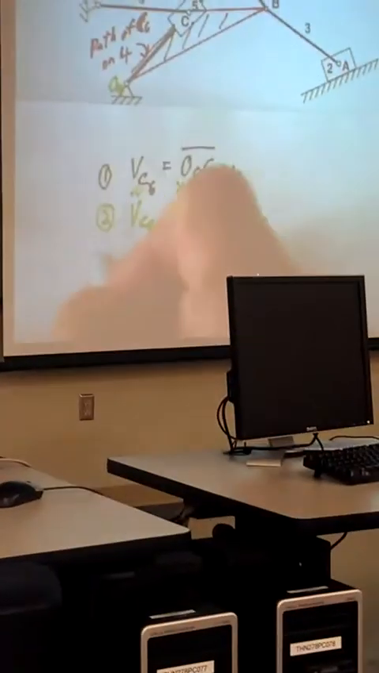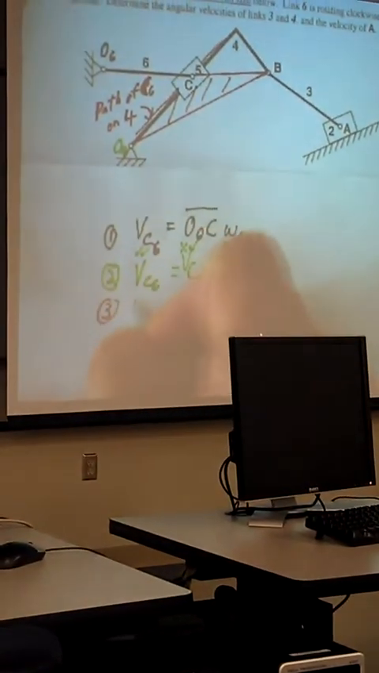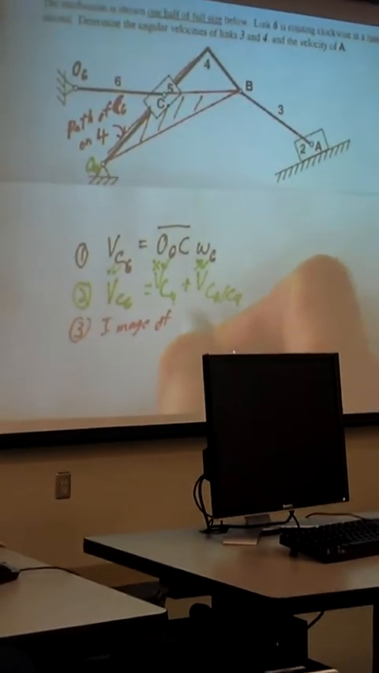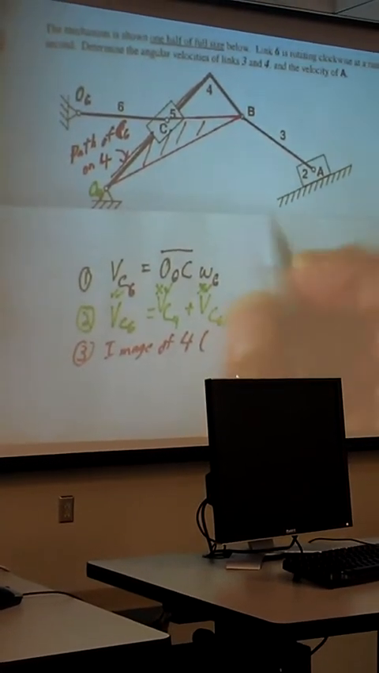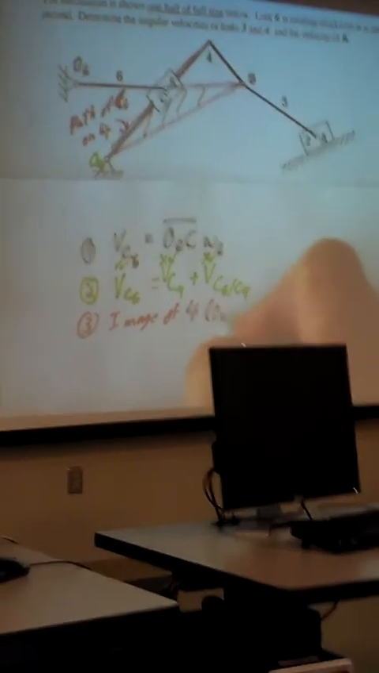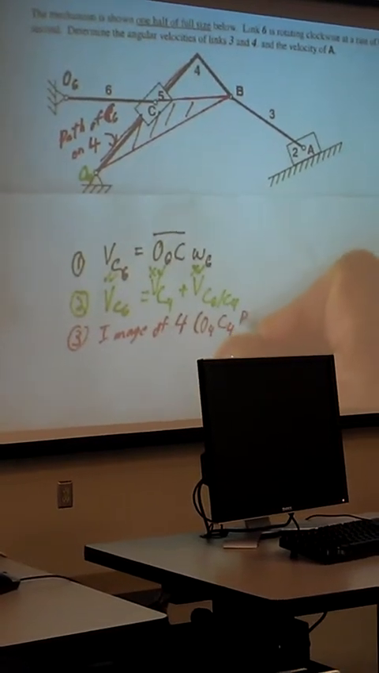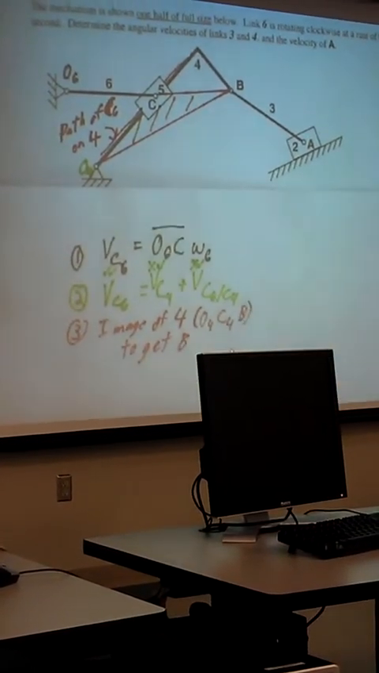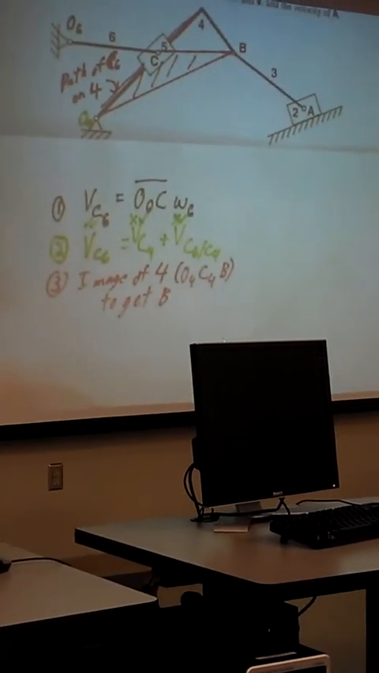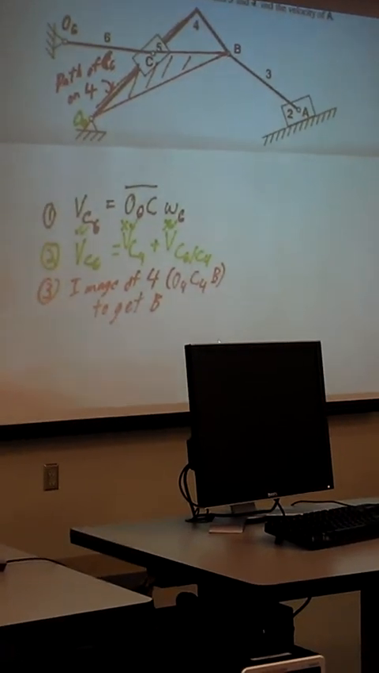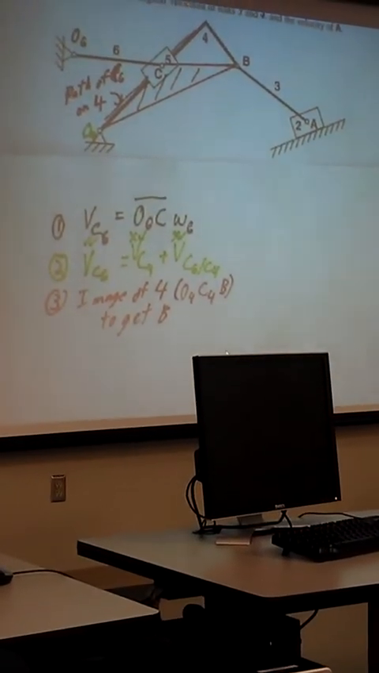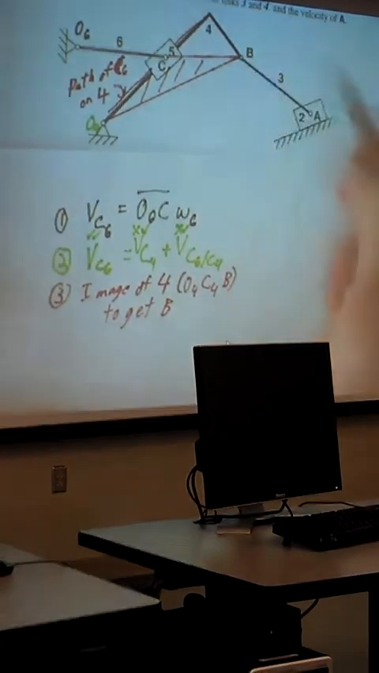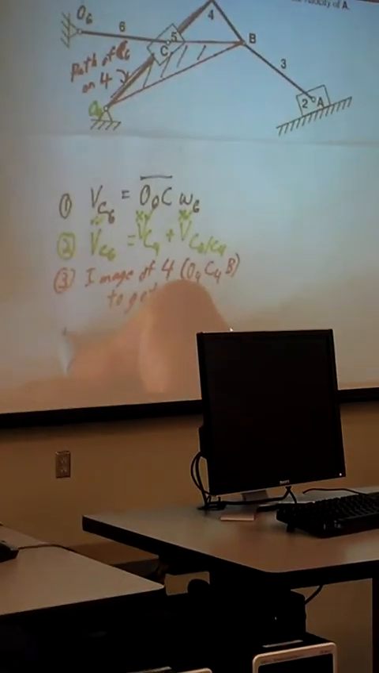So in my game plan, step 3 should have been image of 4, body 4, which has 3 points on it I'm interested in, O4, C4, and B. To get B. Okay, so I want that. Then I have another equation I need to write. Don't need to write one at B because it's a revolute joint at the same velocity, but I need to get to A. So 4.